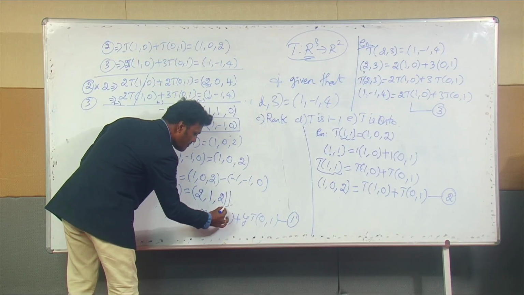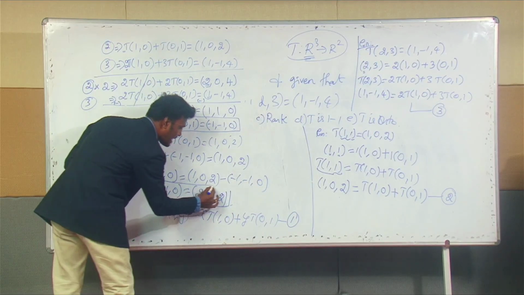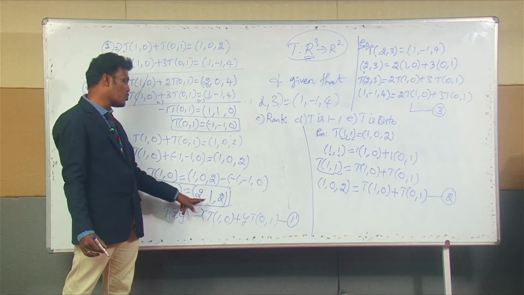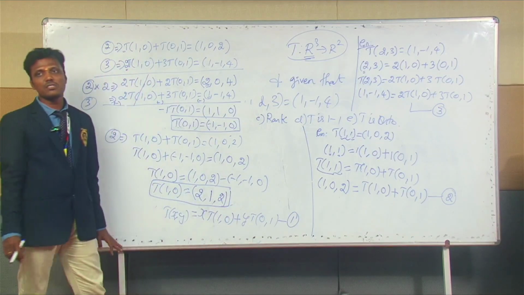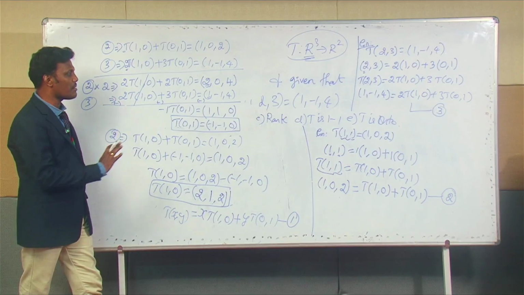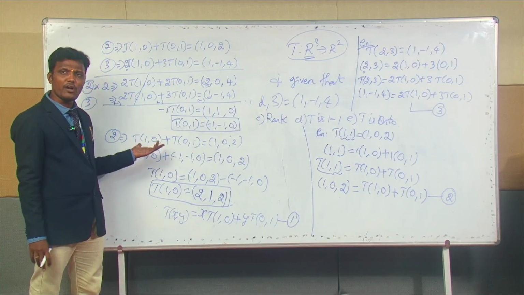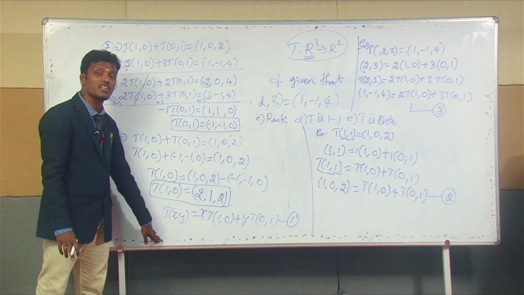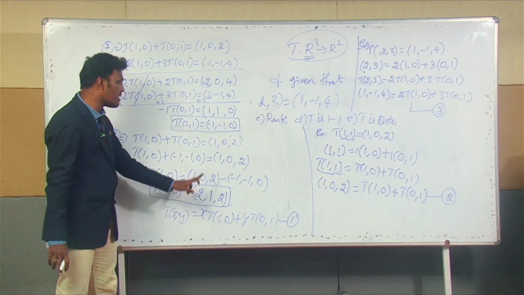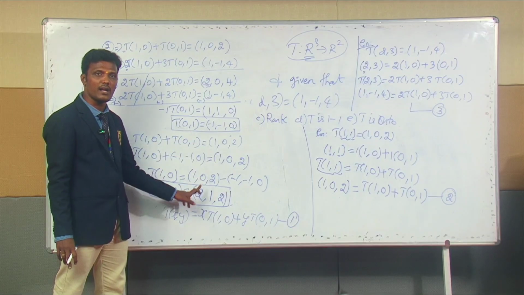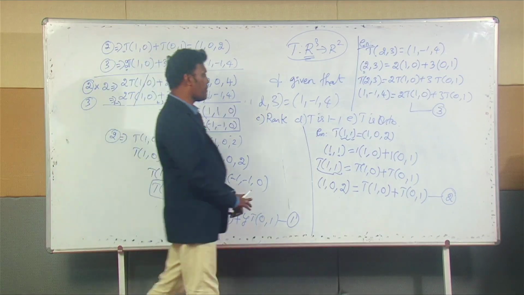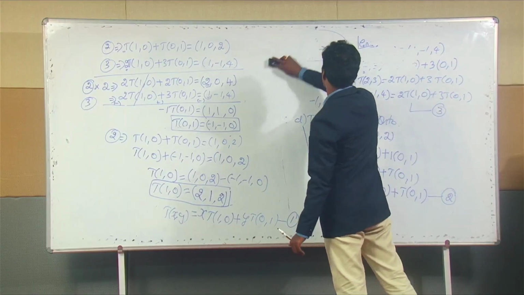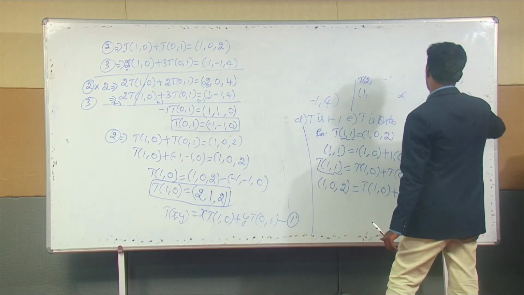So this is the value we will get from the expressions of equations 2 and 3: T of (1, 0) is (2, 1, 2). This is the expression we found from equations 2 and 3. Why do we find T of (0, 1) and T of (1, 0)? To substitute in equation number 1. We have to substitute the values of T(0, 1) and T(1, 0) in equation number 1, and we will find the final value. That is the main important function we have to find.